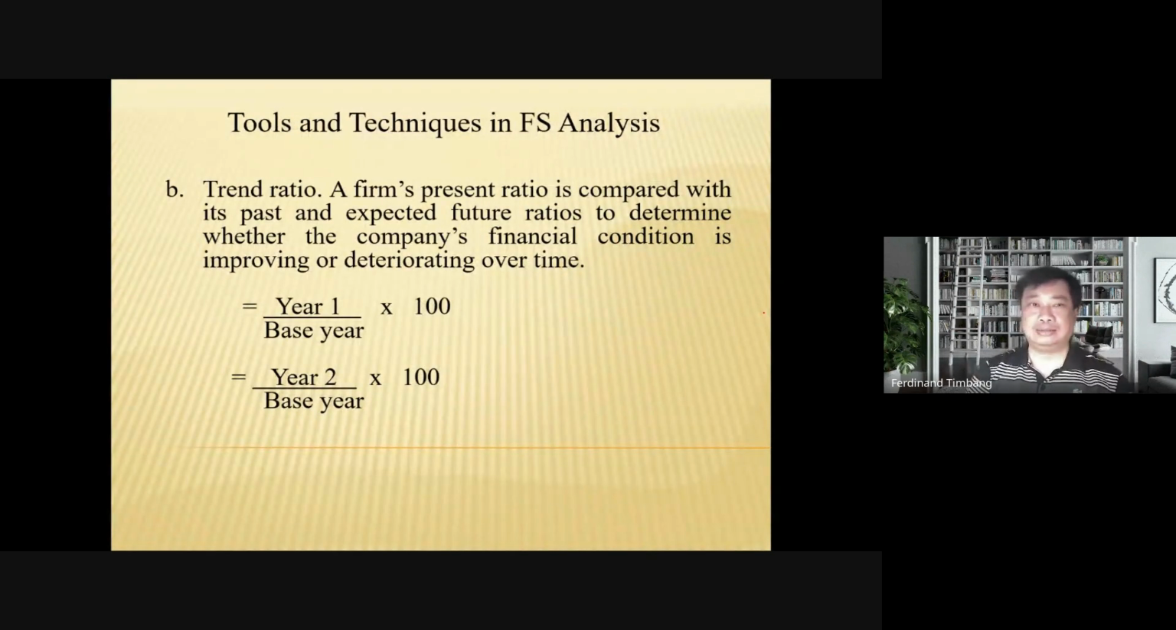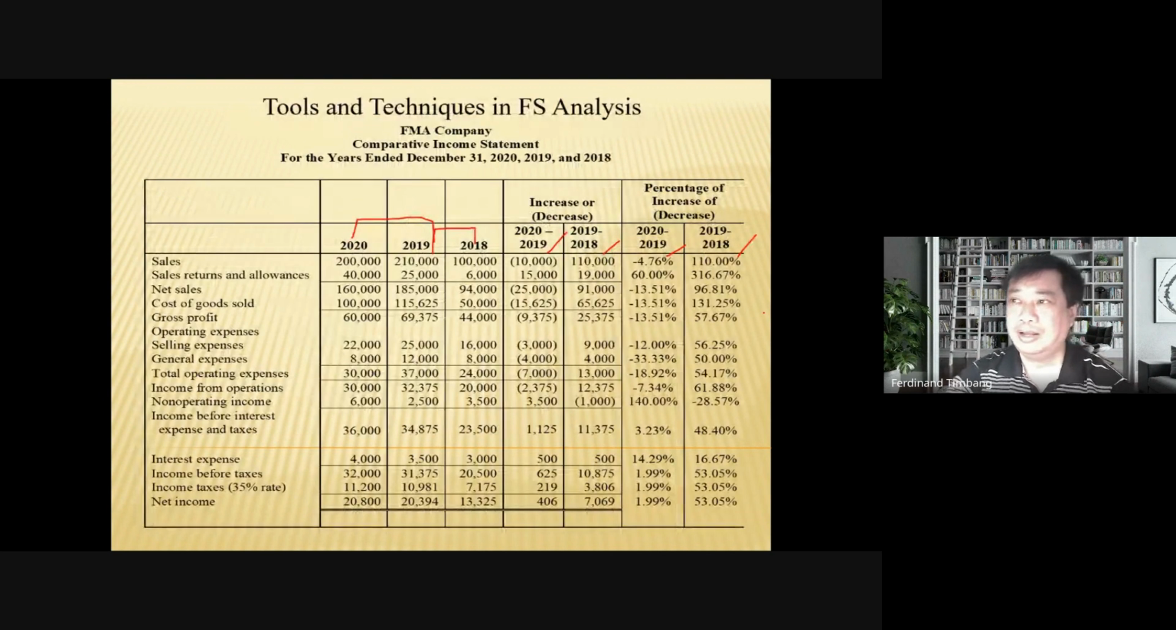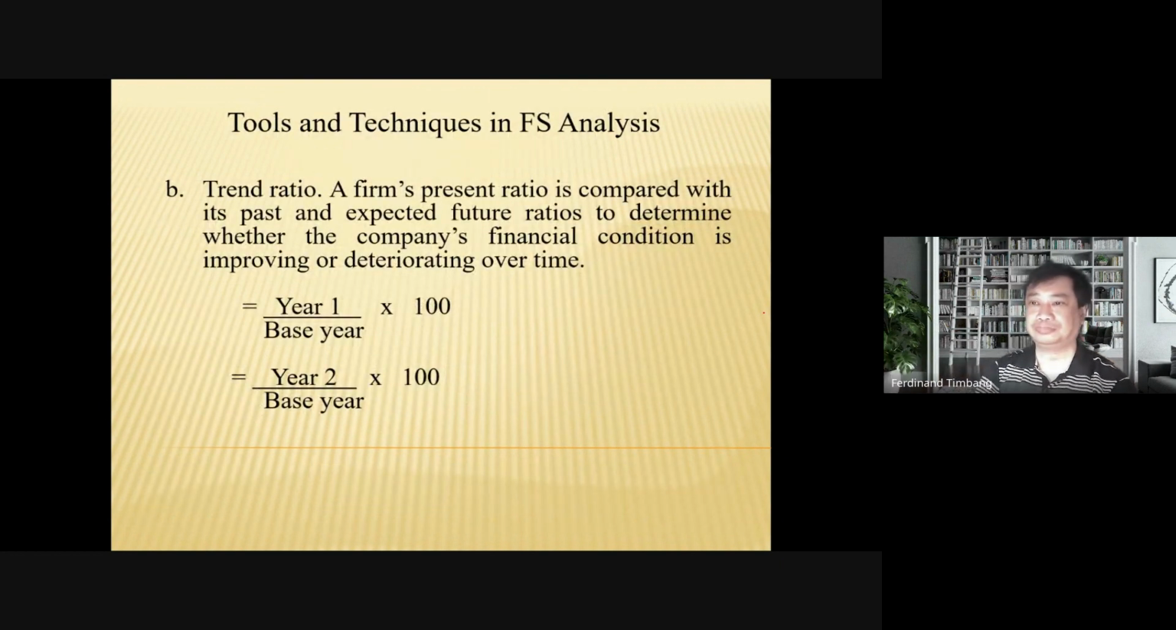Okay, now we have the trend ratio. Now for the trend ratio, this time, this one will give you meaningful information about the company. Now why? Because this time we are looking for the trend. Now may trend na tayo rito. Kasi dito sa comparative, wala eh. Ang makikita lang natin dito, increase or decrease from one year to another year. But if you look at the trend, hindi nyo masyado makikita ang trend dyan. Ang trend dito nyo makikita.